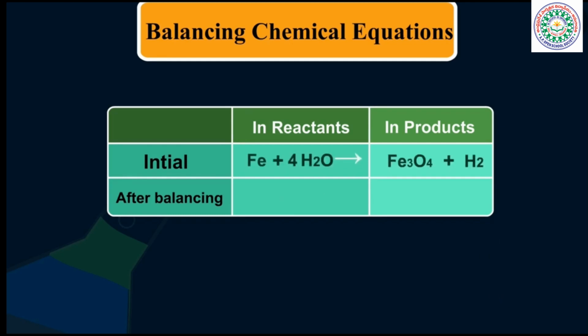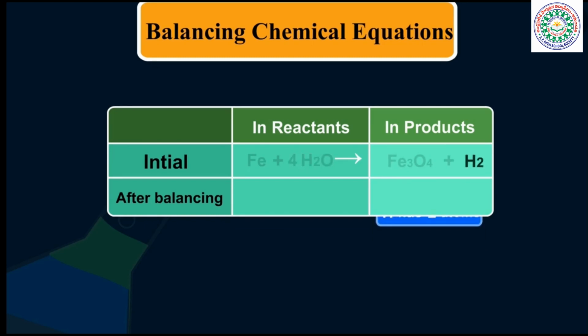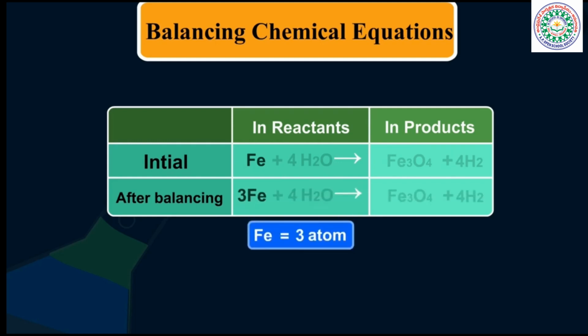Fe and H atoms are still not balanced. Fe has 1 atom in LHS and 3 atoms in RHS, and H has 8, 4 by 2 at LHS and 2 atoms at RHS. So to balance the hydrogen atom, the number of H2 molecules on the right side has to be 4. Now to balance iron, on the left side we take 3 atoms of iron.